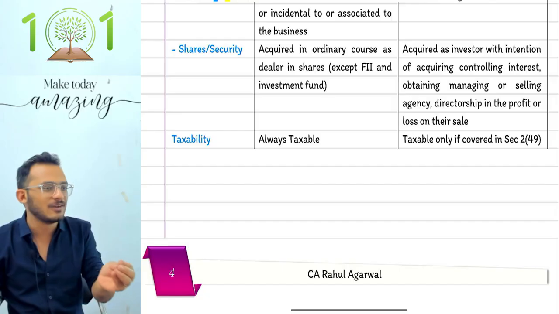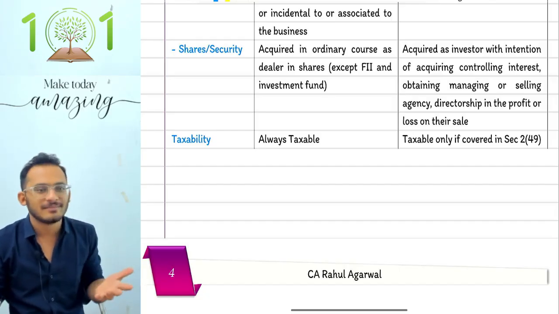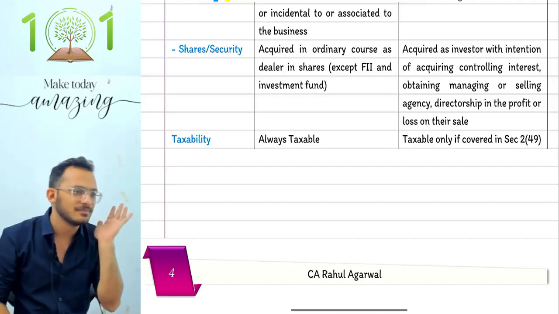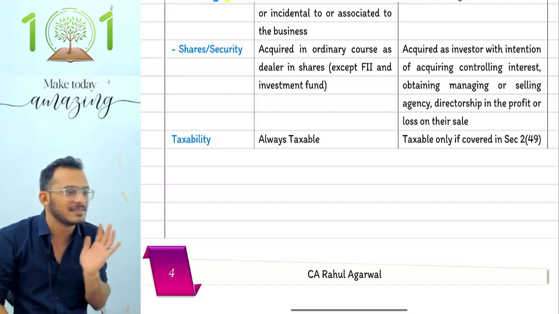See, nothing is wrong as long as you're never caught. Yes or no? You can do everything wrong as long as you're never caught. The day you're caught, you'll be screwed. Yes, and therefore unexplained income is the riskiest place to play.